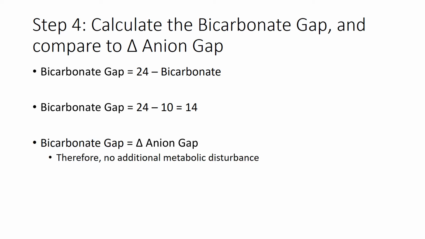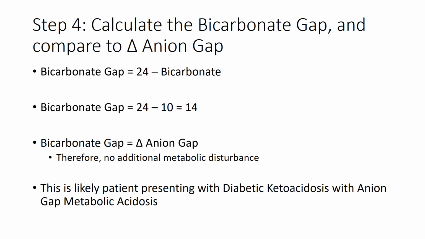So here the bicarbonate gap equals the delta anion gap, meaning the entire change in your anion gap was due to the drop in bicarb. That means there's no additional metabolic disturbance present. And in this example, this patient likely has DKA with anion gap metabolic acidosis.